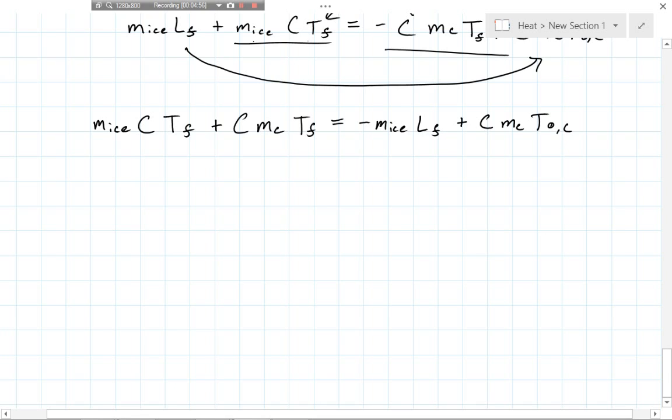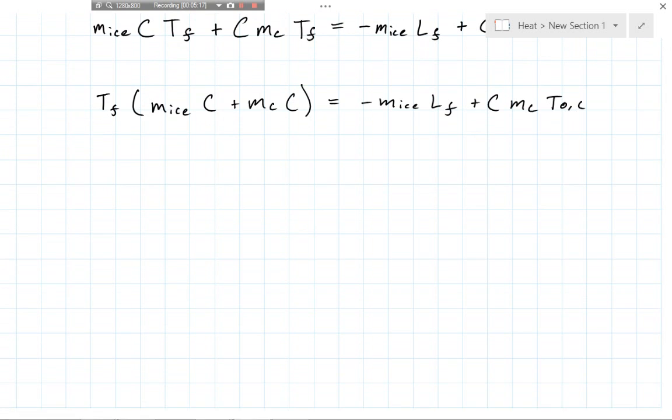So finally, I'm going to factor out the final temperature on the left side. So I have the final temperature times the mass of the ice times the specific heat plus the mass of the coffee times its specific heat is equal to minus the mass of the ice times the latent heat of fusion plus the specific heat times the mass of the coffee times the initial temperature of the coffee. And to solve for the final temperature, I'll just divide all of this off.